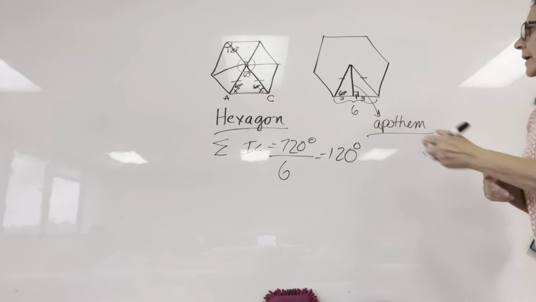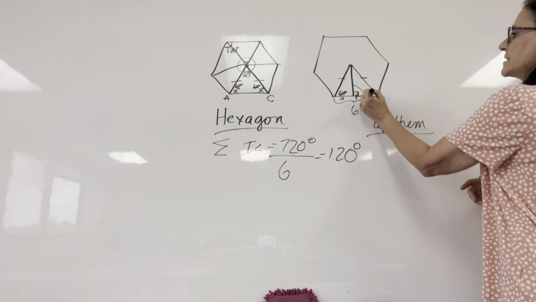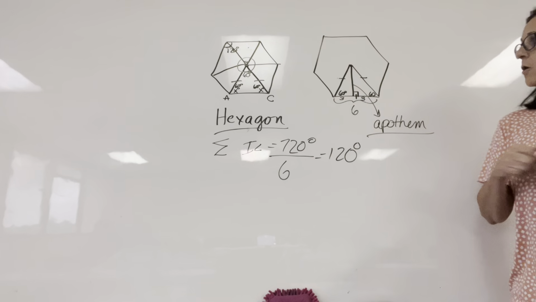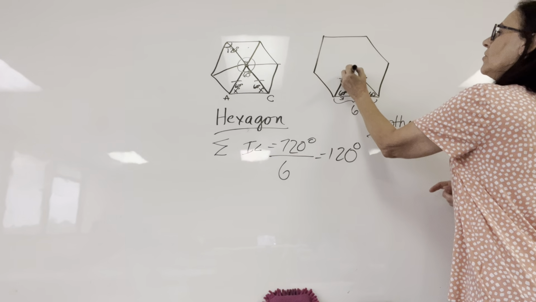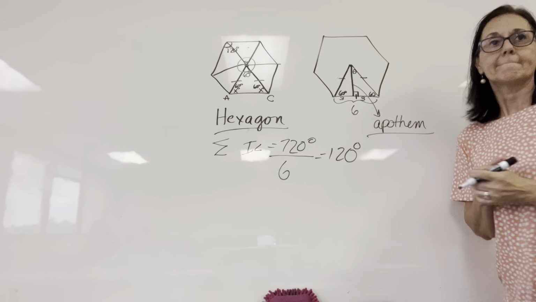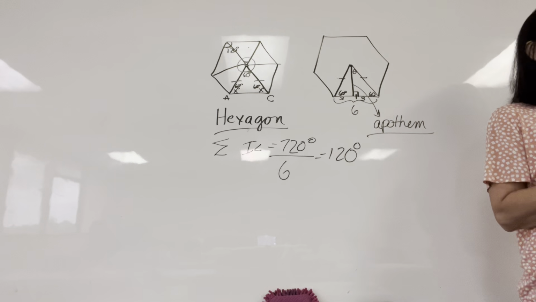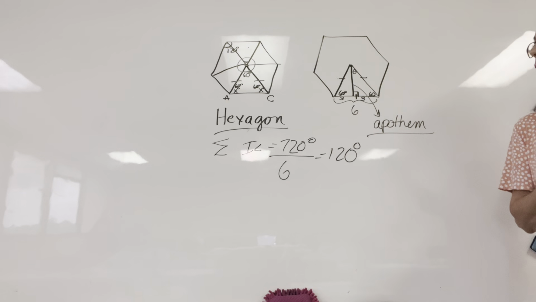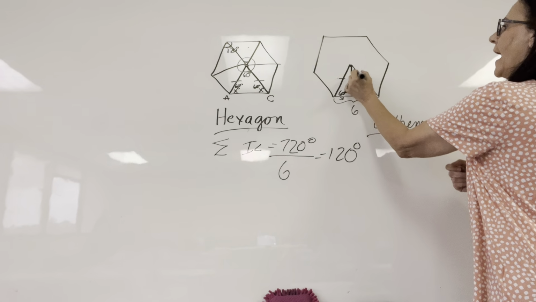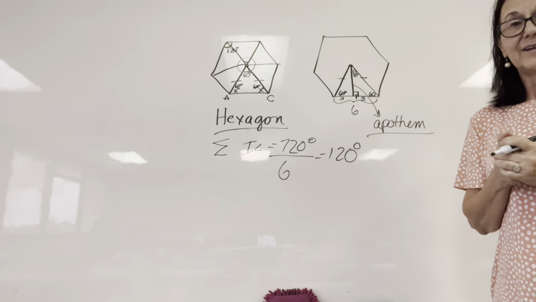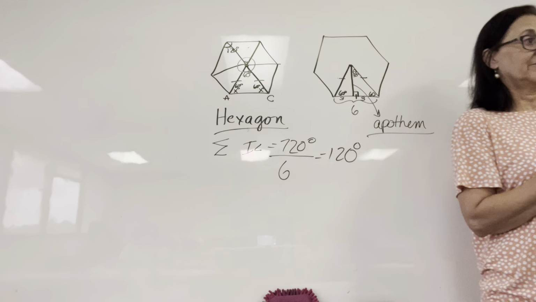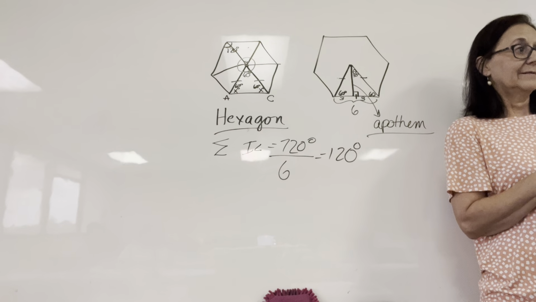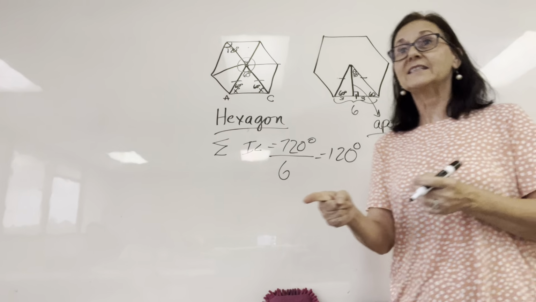Okay. Now I know that this angle is 60. So what must this angle here be? 30. What type of triangle does the apothem divide a regular hexagon into? Right. What kind of right? 30, 60, 90. It's a 30, 60, 90.